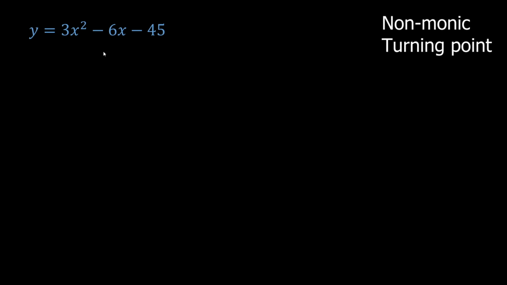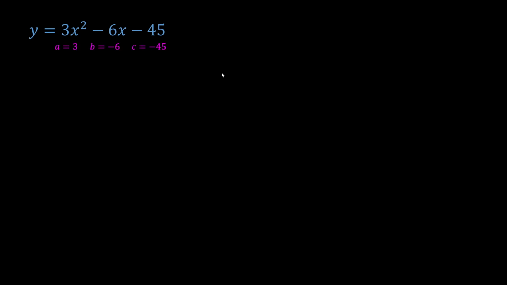Our final example is where we're going to complete the square using the turning point method. Right, so we go through exactly the same process for this one. We don't need to factorize out. We can just use these numbers as they are. So a is 3, b is negative 6, c is a negative 45.